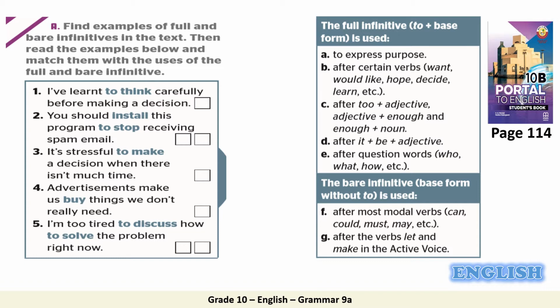Okay, let's start with number 1. I have learned to think carefully before making a decision. Here we have the verb learn. So after learn, I have to put to plus verb, which means a full infinitive. So this is the use B. After certain verbs like want, would like, hope, decide, learn, etc., I put a full infinitive.